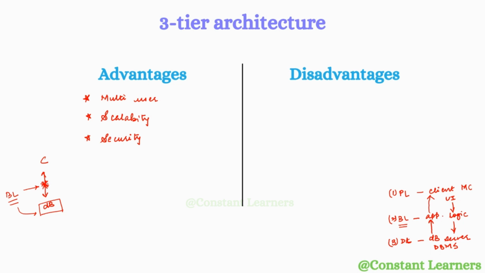All right. And what is the disadvantage? Maintenance could be a problem because the structure here is a little complex and multiple users are simultaneously trying to access the database. So maintenance could be a problem, but that is not something that cannot be managed. All right. So that is it. That was a brief overview of two-tier and three-tier architecture.